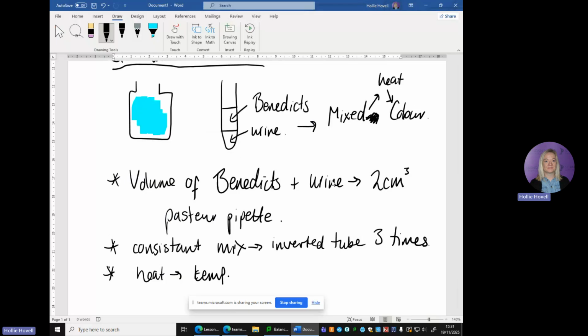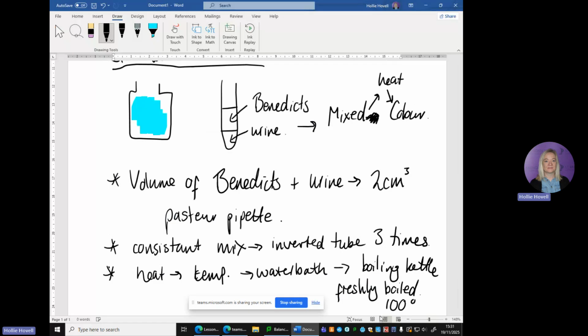And the way that we controlled the temperature is that we used a water bath that we made by boiling the kettle. And you could say that we always used freshly boiled water to ensure that it was always as close to 100 degrees C as possible.